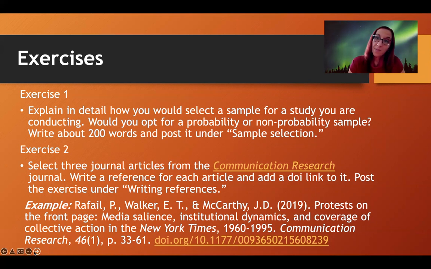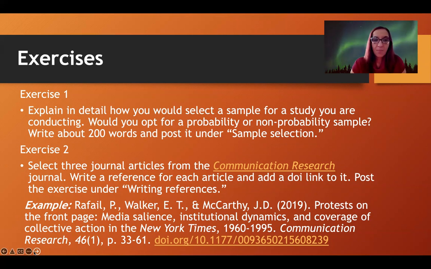As we are approaching the midterm, I just want you to do this exercise, and that is select 3 journal articles from the Communication Research Journal, write a reference for each article and add a DOI link to it. Post the exercise under writing references. I will provide a document with APA style guidelines, so that should help you write these references.